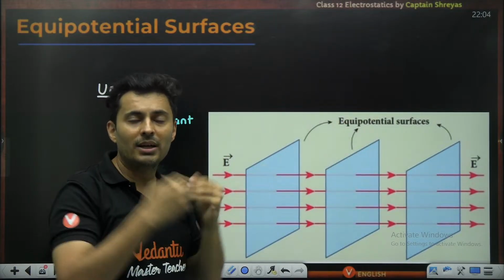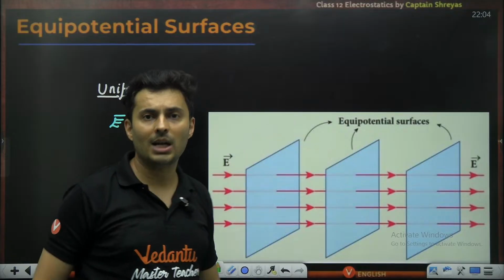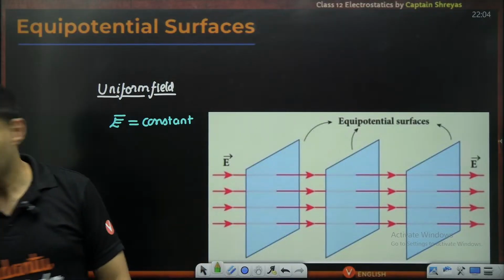So as you go forward, the potentials will keep on getting lower and lower. Is that clear now, Rama?